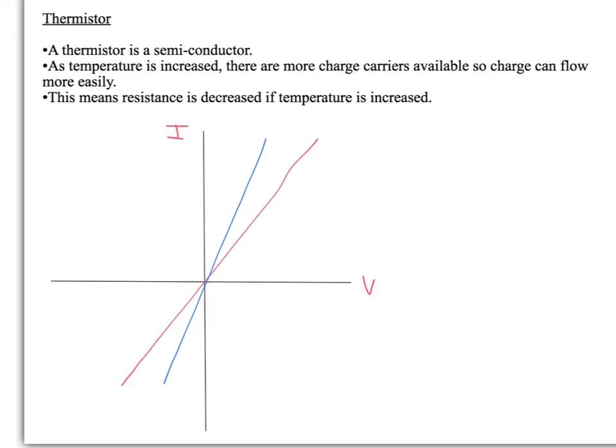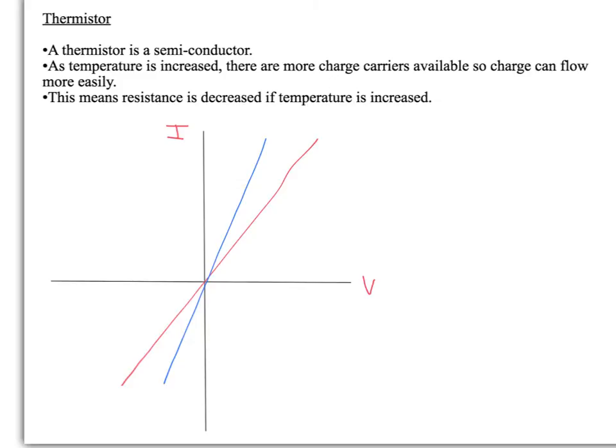So the next one we're going to look at is a thermistor. This is a type of semiconductor. What a semiconductor means is that you can change the resistance of your component by changing the conditions in which it's operating, like changing the temperature, changing the light intensity, that type of thing. So with a thermistor, as you increase the temperature, there are going to be more charge carriers available, and so you can more easily carry a charge, which you'll see in terms of a lower resistance.